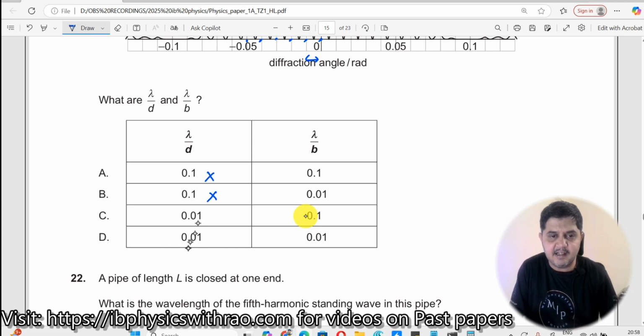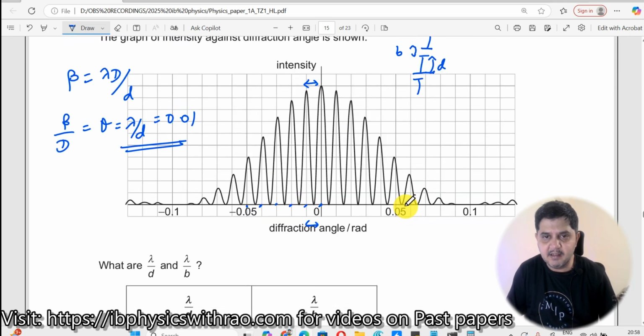Is there an answer with lambda by d 0.01? So these two are incorrect. We need to look at these two, so either of them is correct. Now lambda by b. Where do we get this lambda by b? So we know that for a minimum, b sin theta is equal to n lambda. So this is what we get over here.